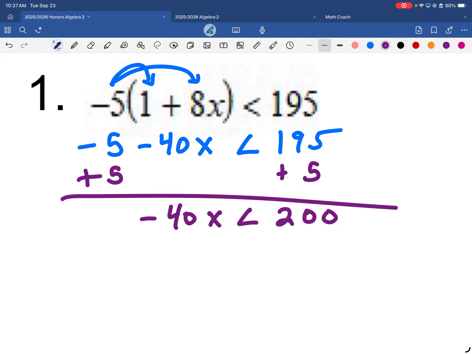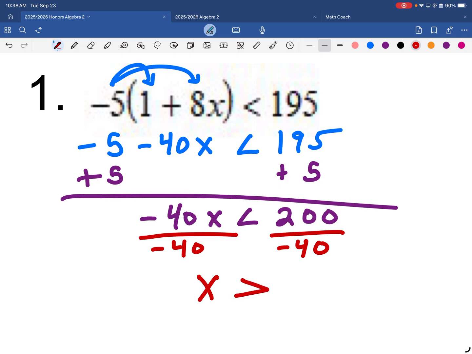Now, the next step, after we've got a variable on one side and a constant on the other, is to get rid of the multiplication that's done to it. So in this case, we've got negative 40 being multiplied by x. So I'm going to divide both sides by negative 40. And here's the difference between an equation and an inequality when you're solving. Anytime you multiply or divide by a negative, you are going to flip, or do the opposite of, the sign that you have.